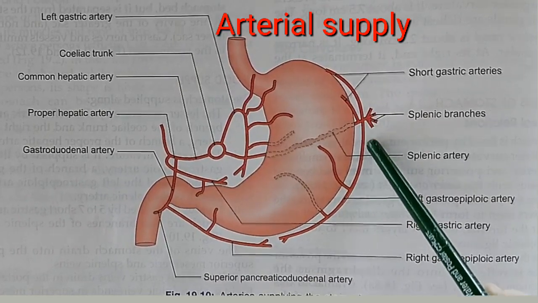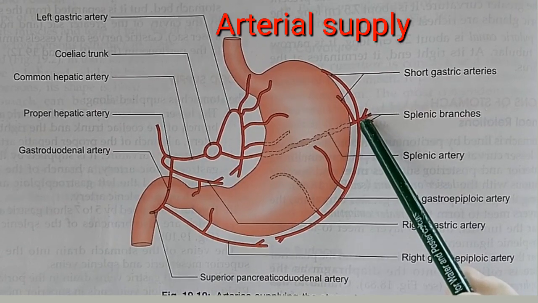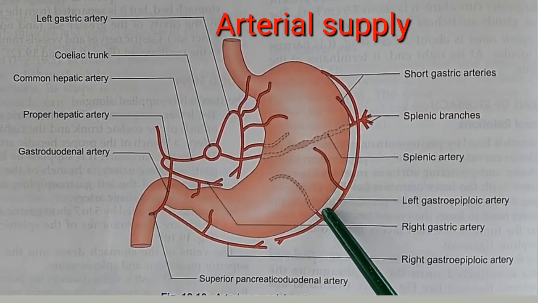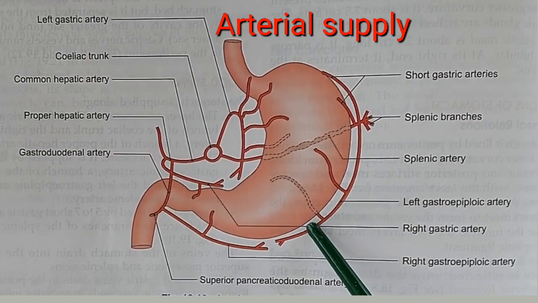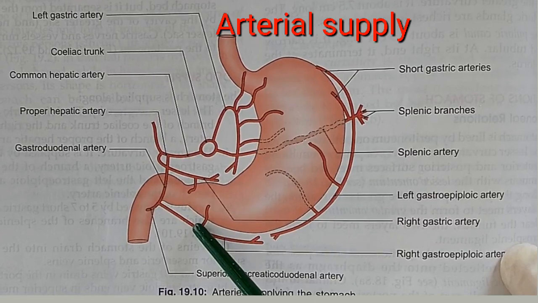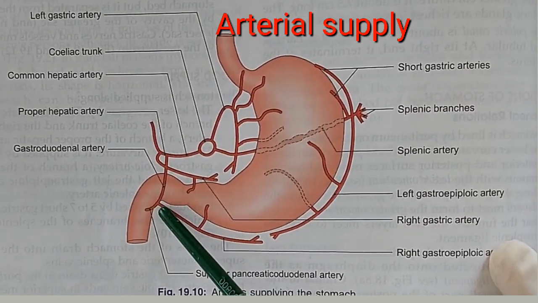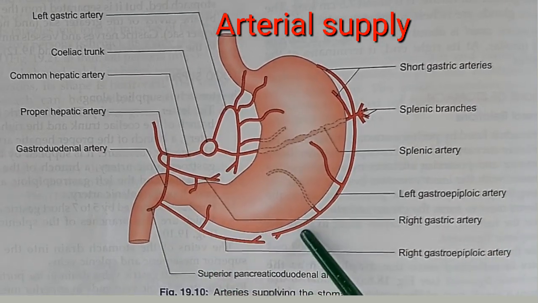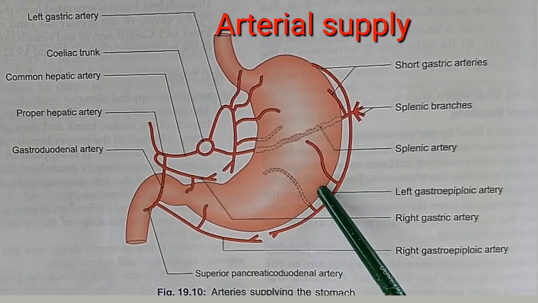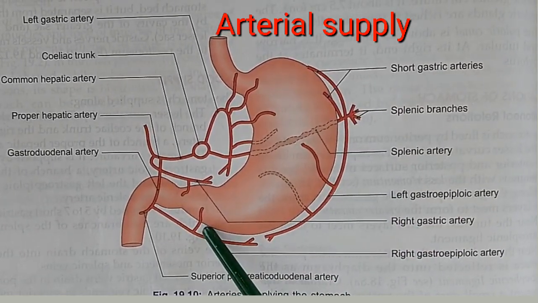Next, left gastroepiploic artery, which is again a branch of the splenic artery. It reaches along the greater curvature in the gastrosplenic ligament and the greater omentum. Right gastroepiploic artery, which is a branch of the gastroduodenal artery, anastomoses with this left gastroepiploic artery close to the greater curvature within the anterior two layers of the greater omentum.